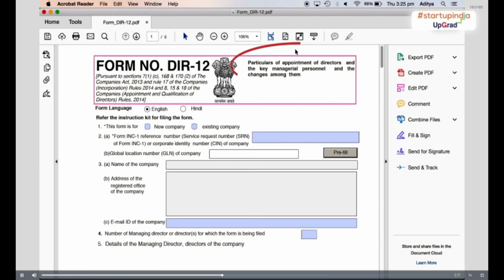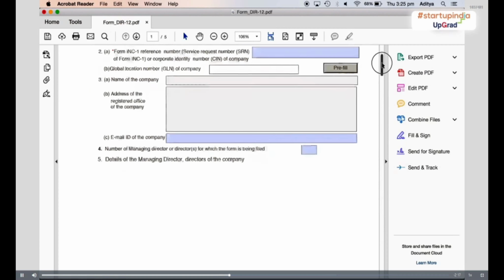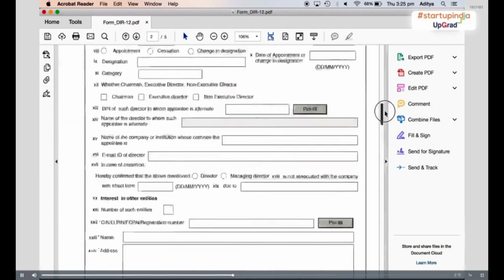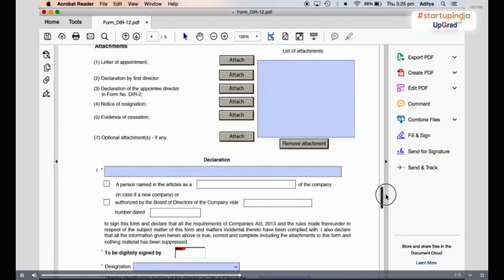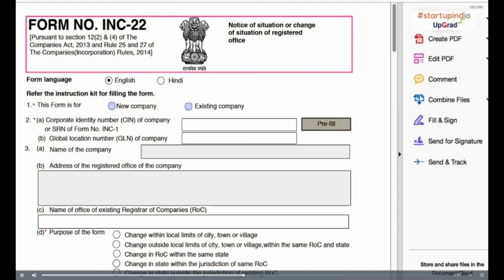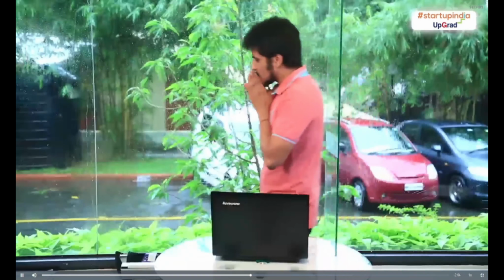While you work on that, you need to have the DIR 12 form sorted. DIR 12 is the appointment of the first directors of the proposed company. In this, all the details of the directors shall be provided along with the consent to act as a director. Now let's look at INC 22. Here you state the location of the registered office of your company.